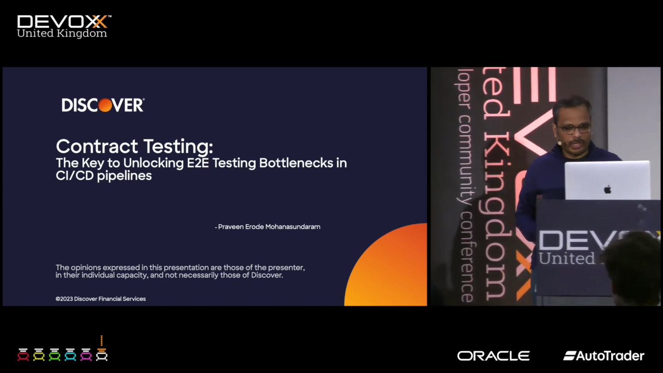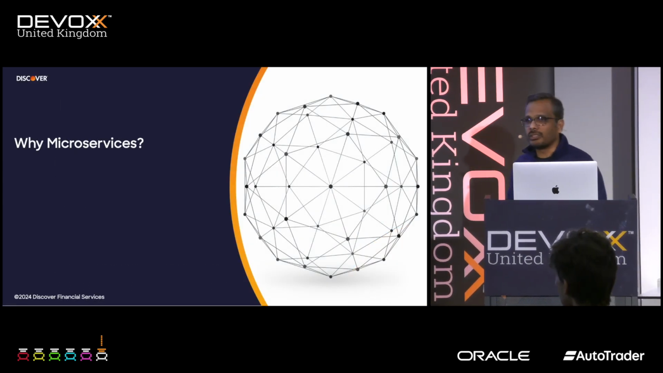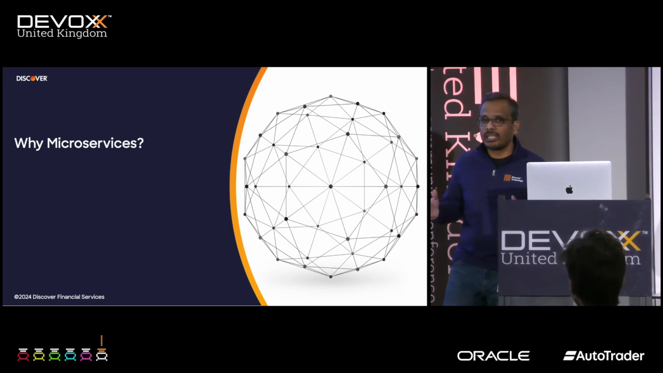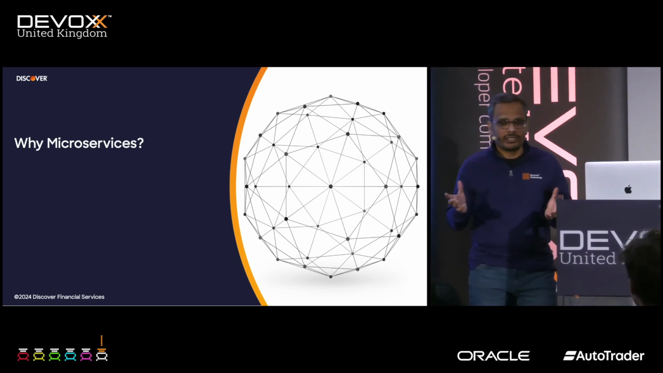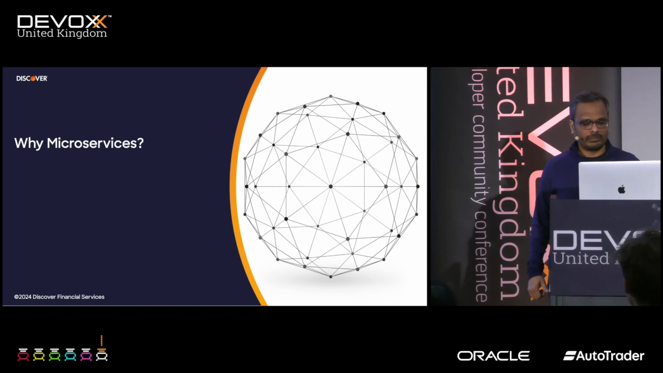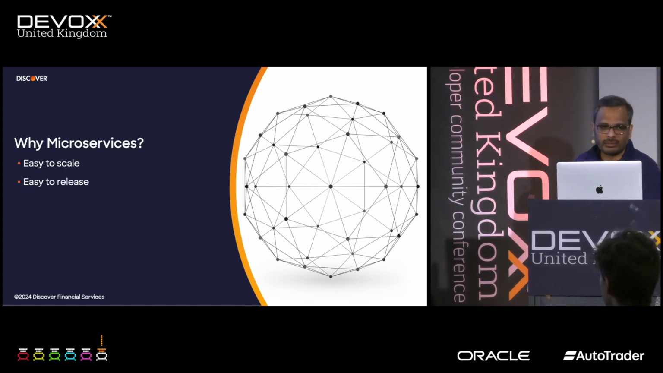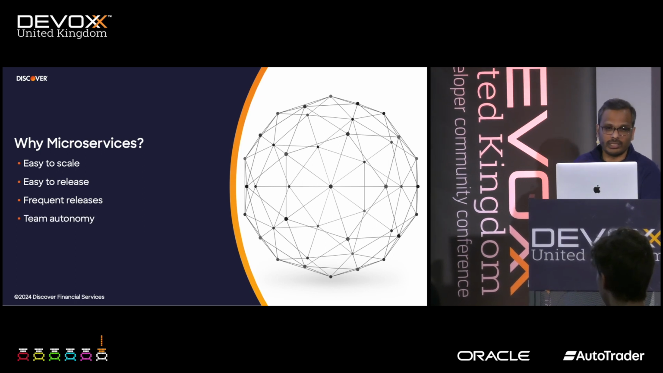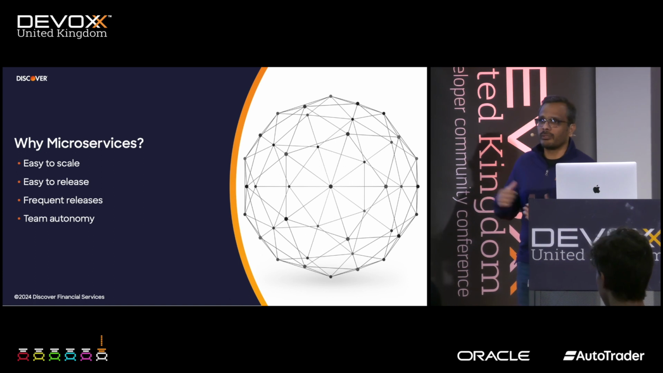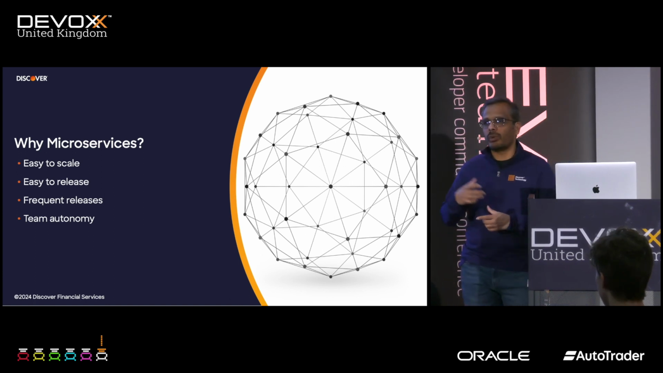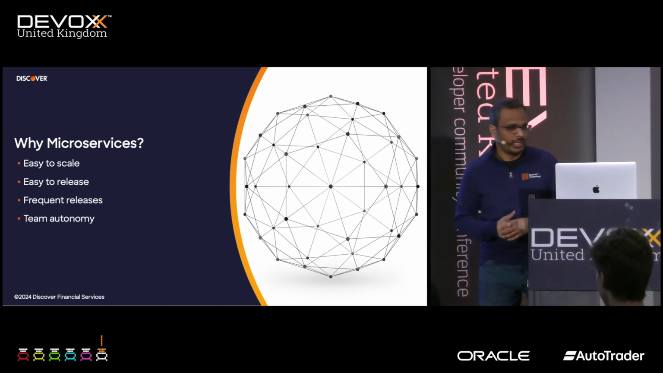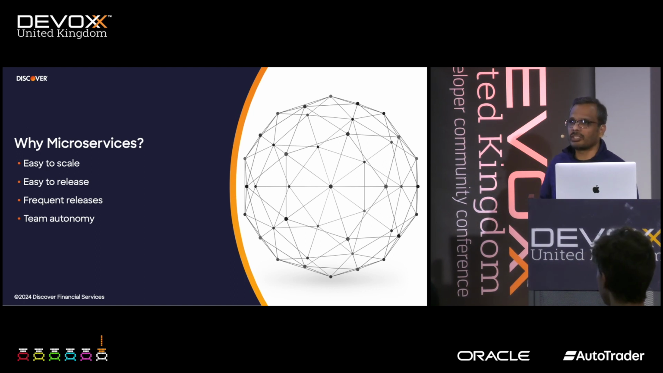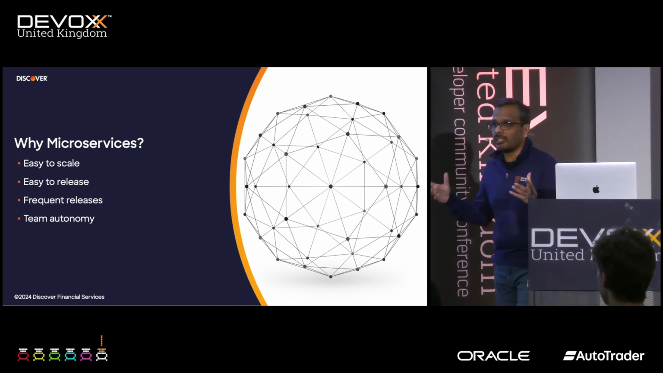If you think about why many organizations are moving towards microservices, of course, there are several reasons, but some of the common reasons are easy to scale, easy to release, frequent releases, independent releases, having autonomous teams with full end-to-end ownership from building all the way to running in production. But in reality, many struggle to realize some of these benefits.